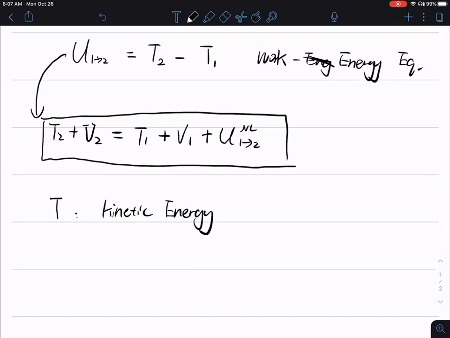Okay. Do you guys still remember how to calculate kinetic energy? One half mv squared. Yes, so that's how you calculate kinetic energy. That equals one half mv squared. So kinetic energy is a function of mass and speed.